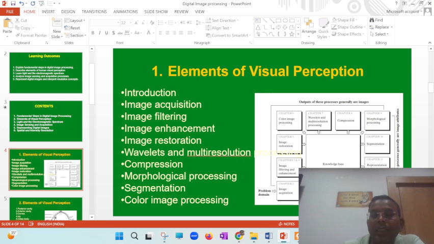Filtering can be done in two domains, spatial domain as well as frequency domain. After that, image restoration is done. Once image restoration is done, there is color image processing based on different colors. Its intensity values have to be stored in different colors. After that, there are many different kinds of higher level processing like wavelet processing, compression, morphological processing, segmentation, representation, and object recognition.